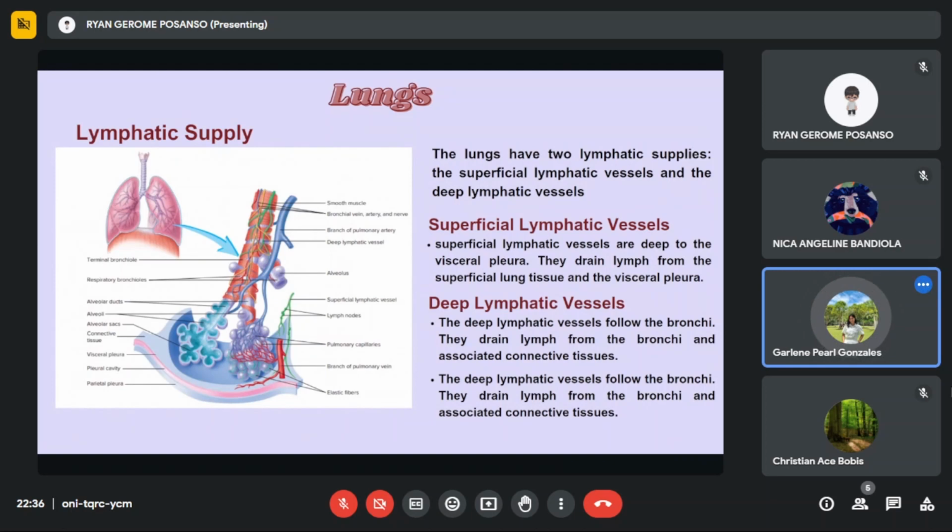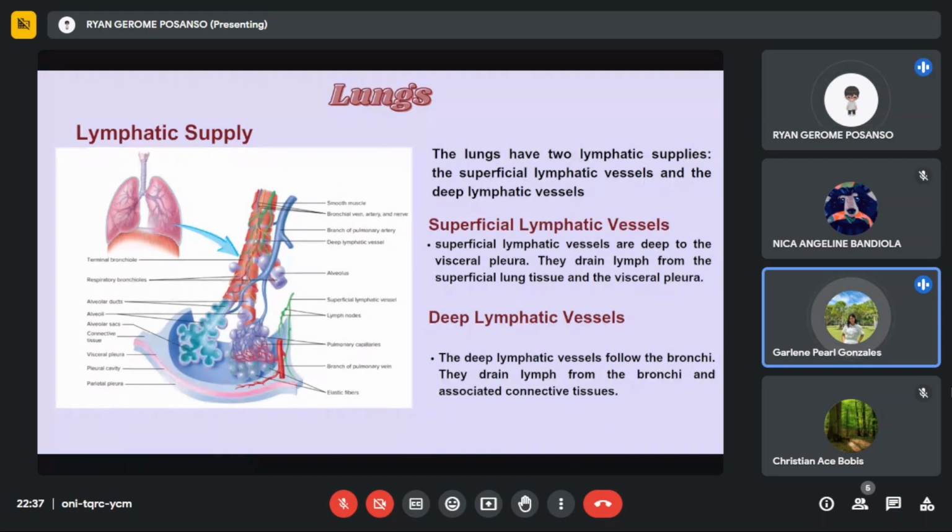And secondly, the deep lymphatic vessels. The deep lymphatic vessels follow the bronchi. They drain lymph from the bronchi and associated connective tissues. As you can see in the image, you can see the deep lymphatic vessel and the superficial lymphatic vessel.